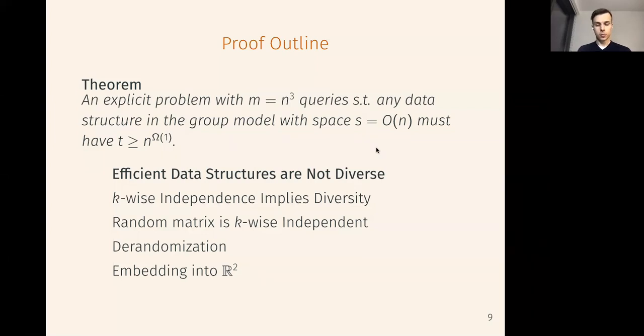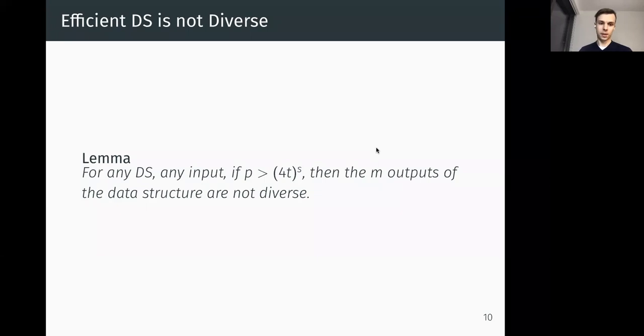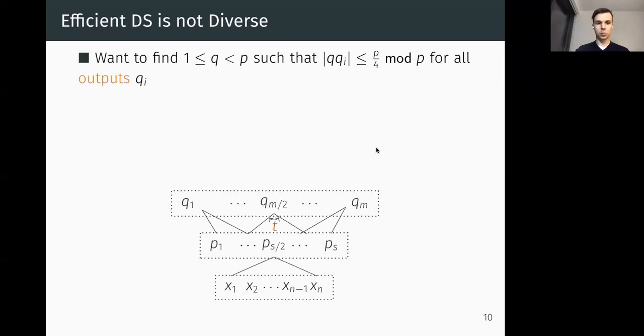Next step. The first step in the proof is showing that the outputs of efficient data structures are not diverse. The lemma can be stated as follows: if we have any data structure that uses query time t and its space is s, and we're working in a group Z_p for prime p, and if p is greater than 4t to the power s, then the outputs of the data structure are not diverse.